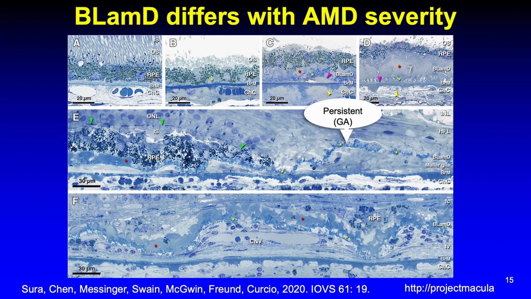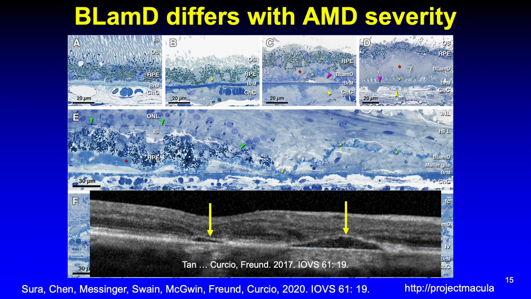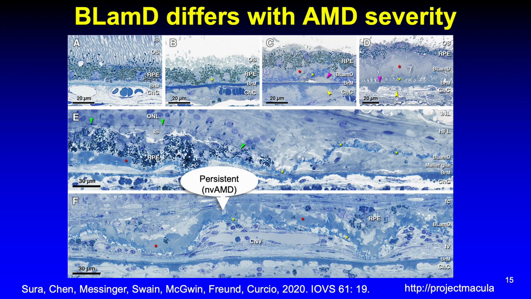Here it persists in geographic atrophy, and it was important clinically to learn that the hyporeflective space under that bright line was not fluid and did not require treatment. BLamD also persists past RPE death in neovascular AMD.